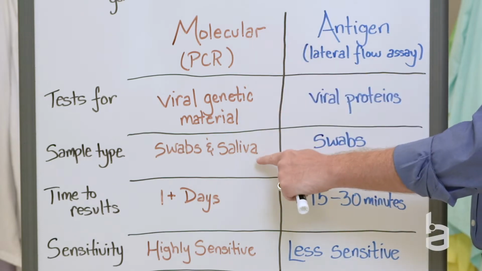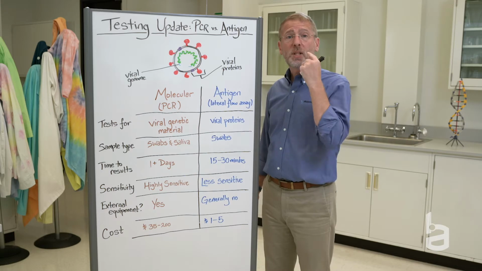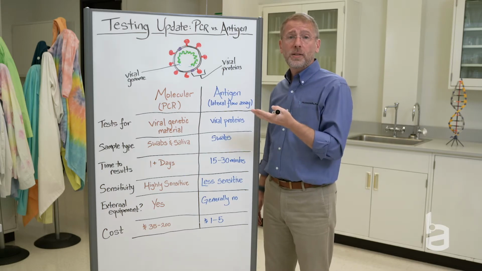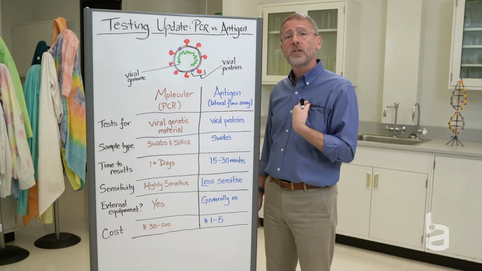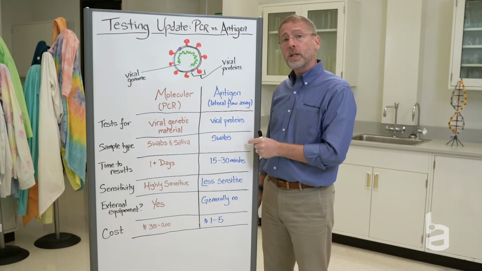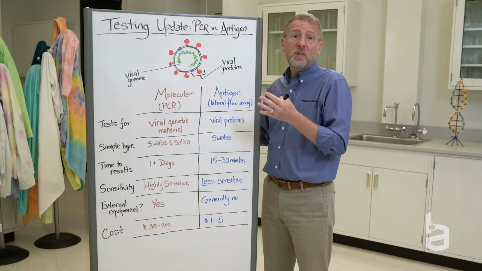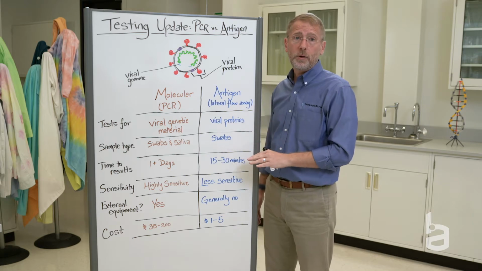The molecular test can be done with a number of different samples: deep nasal swabs, the swabs just inside the nostril, saliva, and actually other samples from deeper in the respiratory system. Antigen tests only focus on the deep nasal swabs or the swabs just inside the nostril. They have not yet been approved for other samples. They could be at some point, but right now they're not.